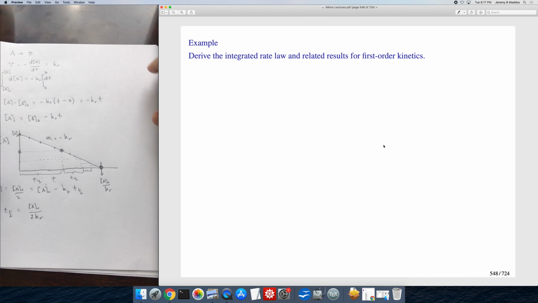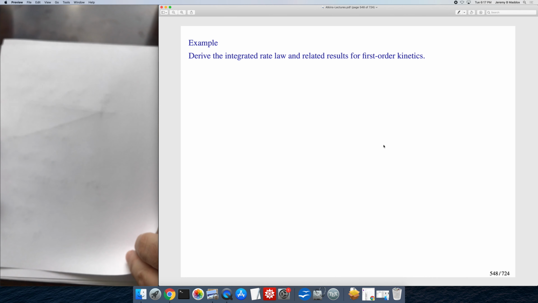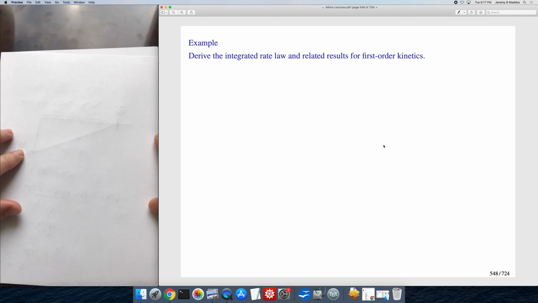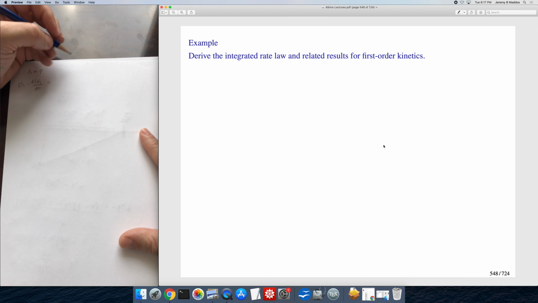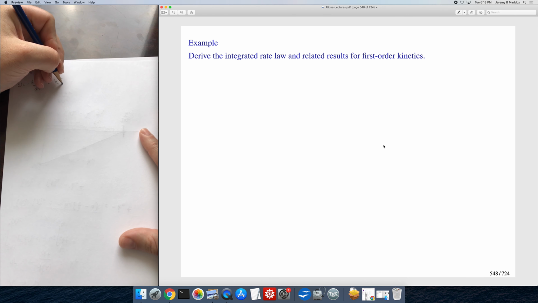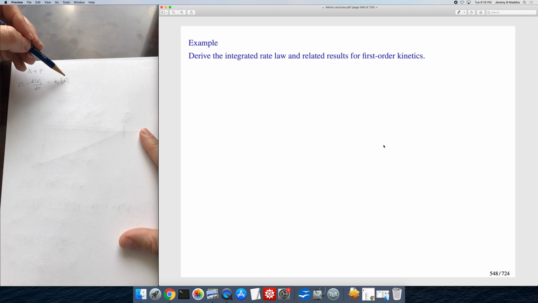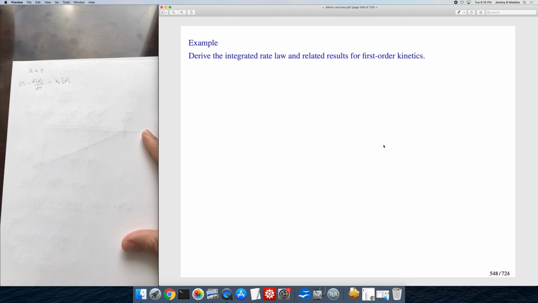Well, let's do the same thing, but we'll do it next for first order chemical kinetics. So it's the same generic reaction. This time, however, the experimentalist tells us that the rate is first order kinetics. So we're told, the experimentalist is telling us this. And so now we're going to solve. It's a different differential equation, and it has a different solution.